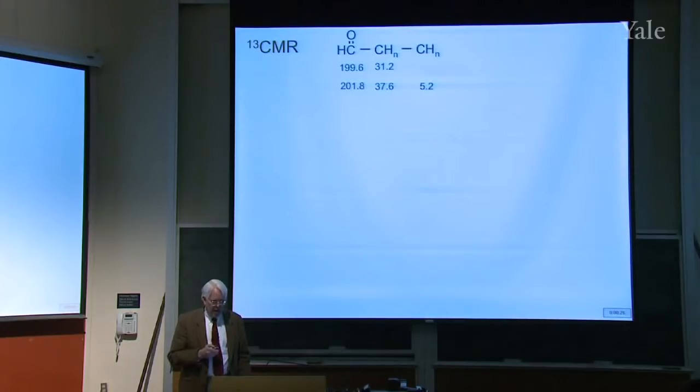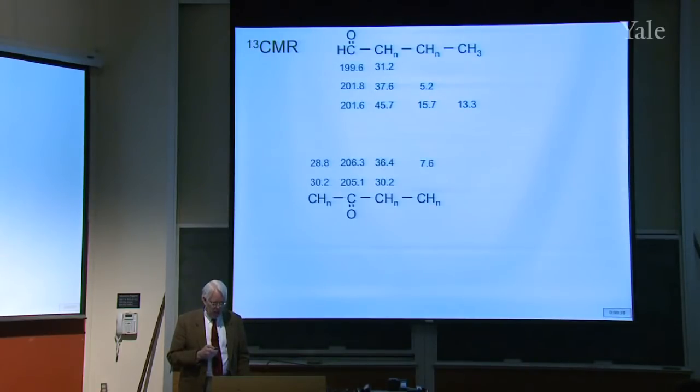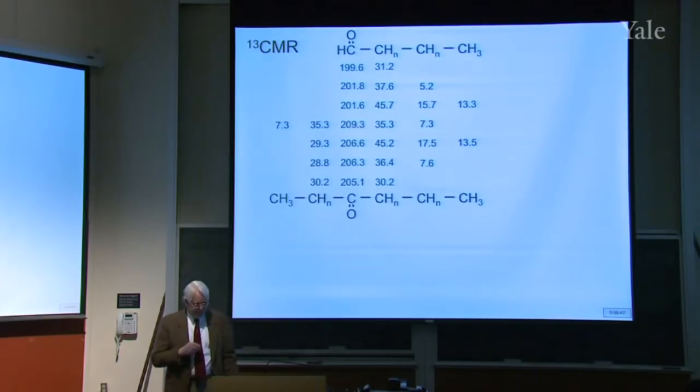And then they put another carbon on and found peaks at those positions. And then another one on and found peaks at those positions. And then they did a ketone, acetone, and found peaks at those positions. And with one more carbon, 2-butanone, they found that. And with 2-pentanone, they found that. And with 3-pentanone, they found that.